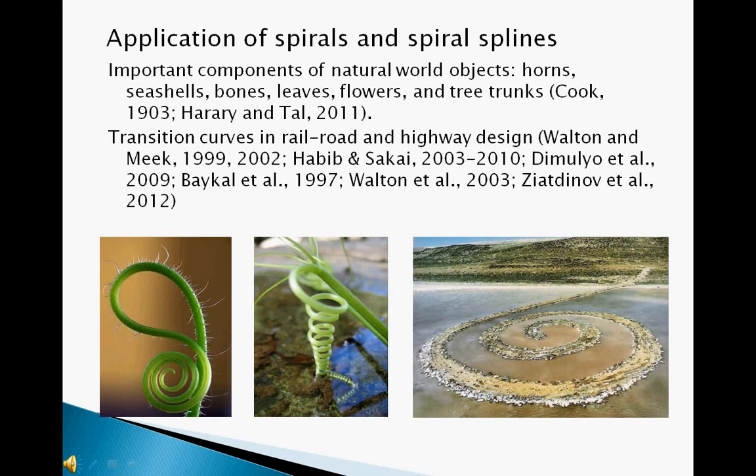In some shells, such as Nautilus and Ammonites, the generating curve revolves in a plane perpendicular to the axis, and the shell will form a planar discoid shape. Thompson also studied spirals occurring in horns, teeth, claws and plants. So, spirals can be considered as an important component of natural world objects. Horns, seashells, bones, leaves, flowers, and tree trunks. They can also be used as transition curves in railroad and highway design, in fillet modeling, as well as font design.